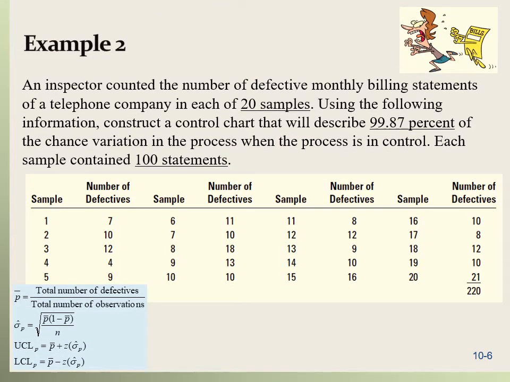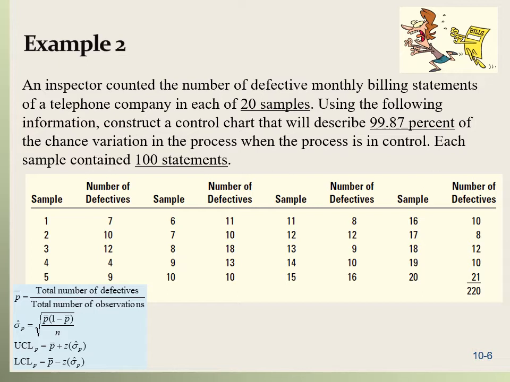Let's see the example. An inspector counted the number of defective monthly billing statements of a telephone company in each of 20 samples. So we have 20 samples of data, as you can see from the table here. Using the following information in the table, construct a control chart that will describe 99.87% of the chance variation in the process when the process is in control. Each sample in this data contains 100 statements.